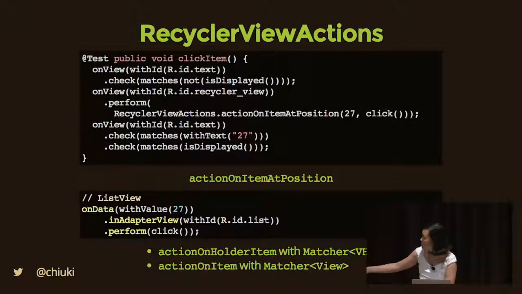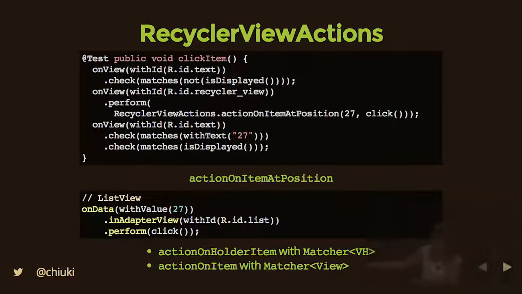Besides using this function, there are other matchers and other view actions that are provided for you in the recycler view actions. So instead of matching the position, you can also match it in the holder position or in the item itself with a matcher. This gets a little bit confusing because here we're looking at the position, but here what we're doing is still going through all the views and then trying to match the view.